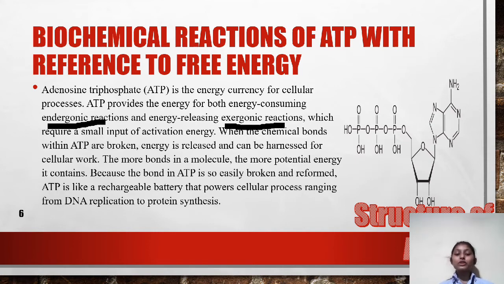The more bonds in a molecule, the more potential energy it contains. Because of this nature, ATP is easily broken and reformed. ATP is like a rechargeable battery that powers cellular processes ranging from DNA replication to protein synthesis. The structure of ATP is given here.